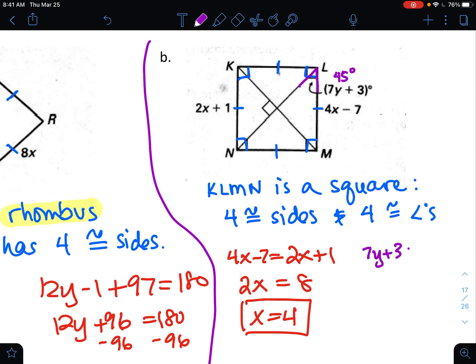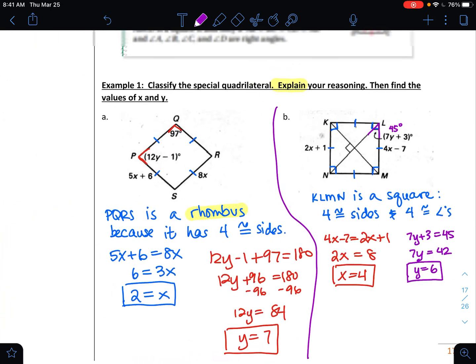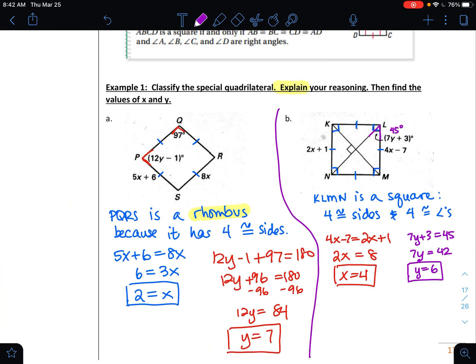So I can then set 7y plus 3 equal to 45. Take away 3, and then divide by 7, so I will get 6. Okay, all right, let's go on to number 2. Actually, I'm going to stop this video because the next few examples are going to require some explanation, so I don't want to make this video too long.